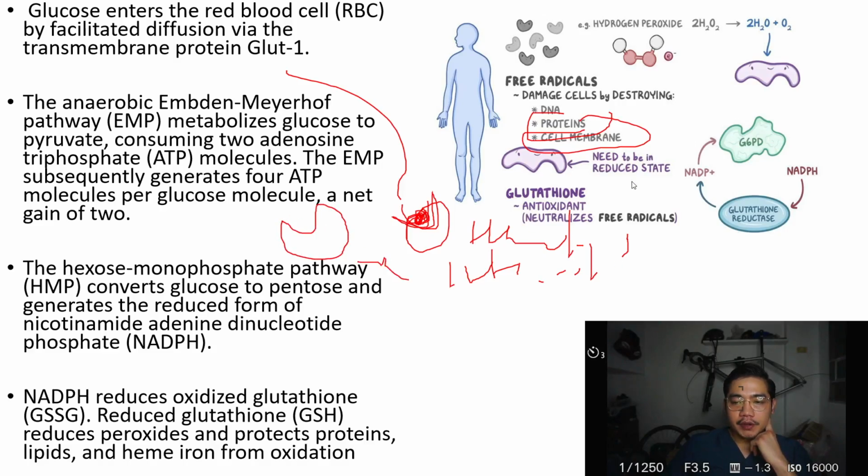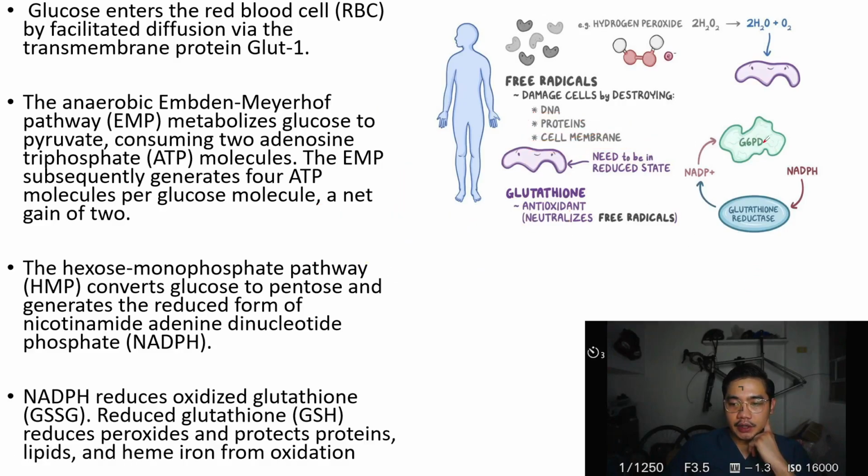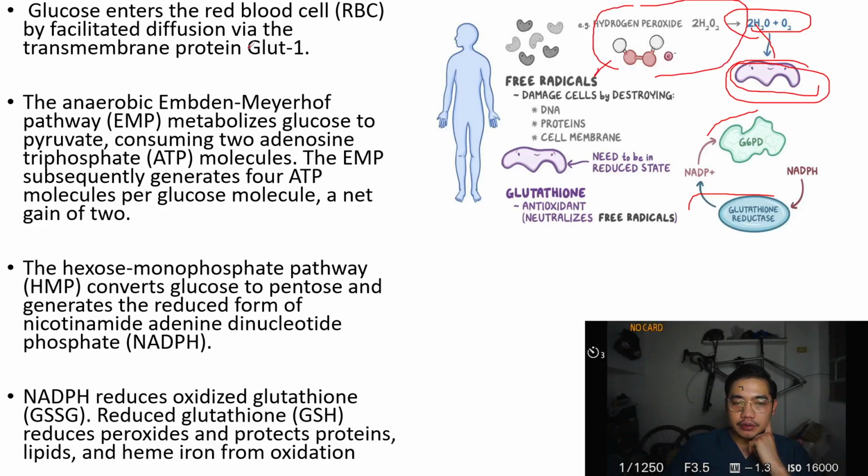So the main function of your glutathione, this one is your glutathione, is that it will reduce your hydrogen peroxide. Hydrogen peroxide is a type of free radical. So the most common types of free radicals are your superoxide and your hydrogen peroxide. So superoxide, ozone, and hydrogen peroxide are your free radicals.